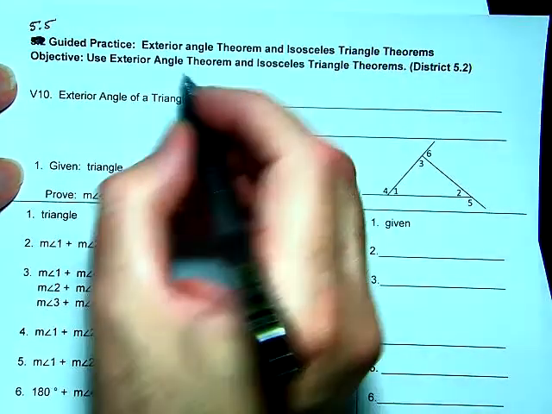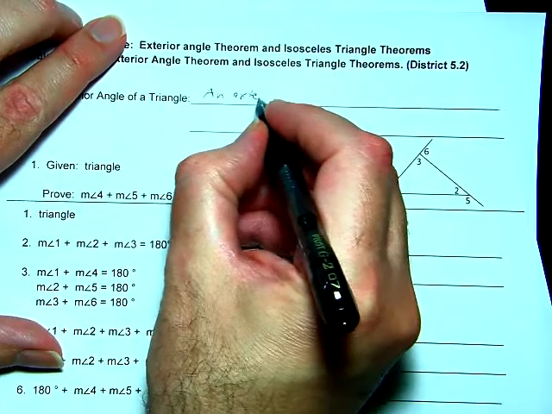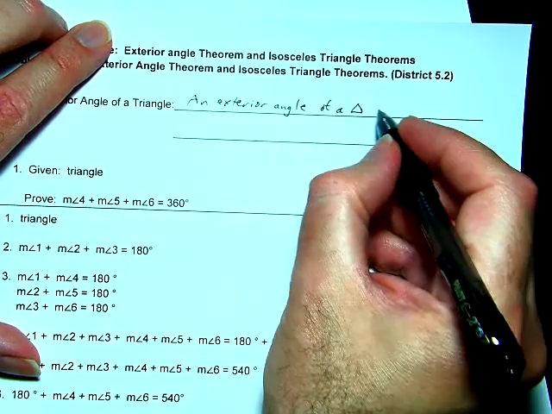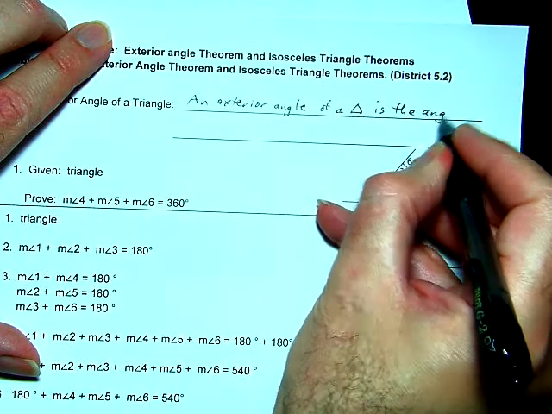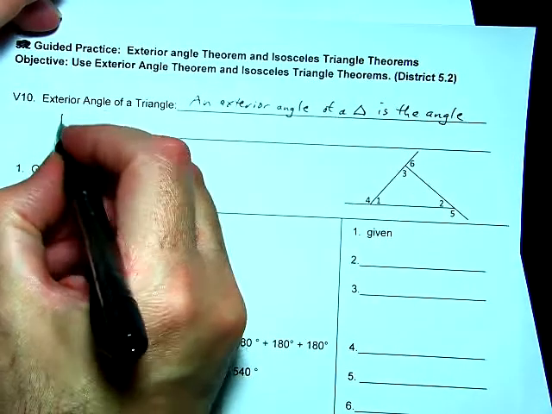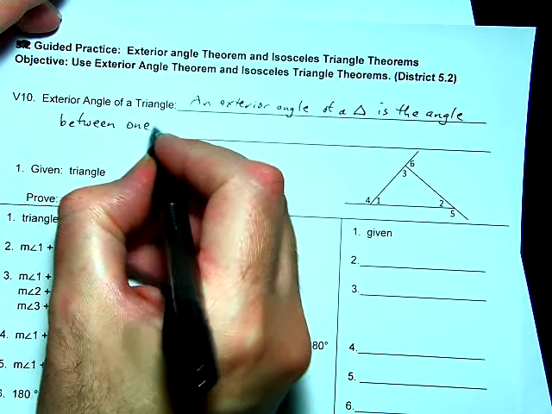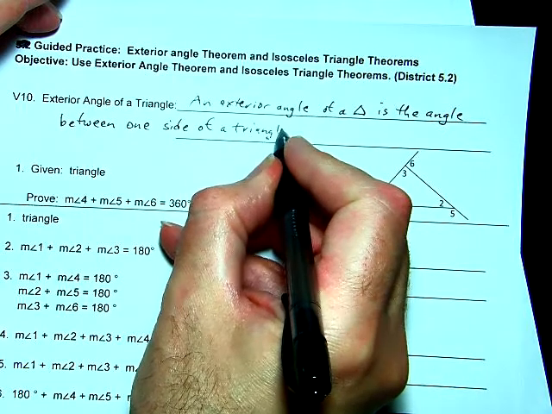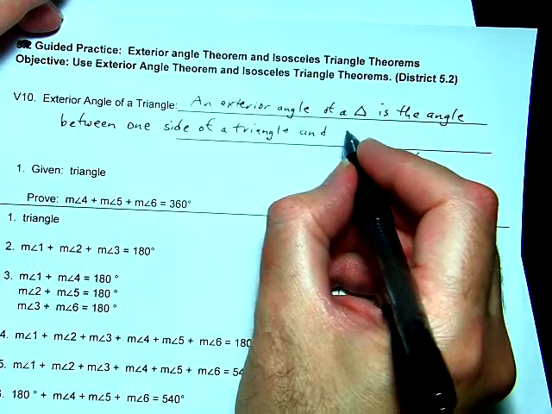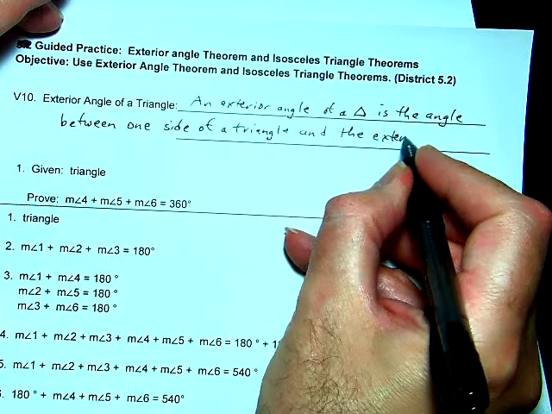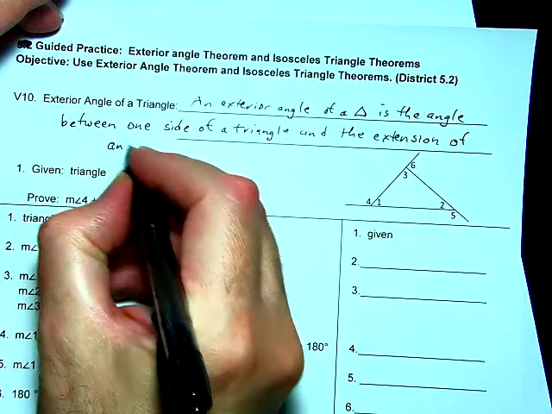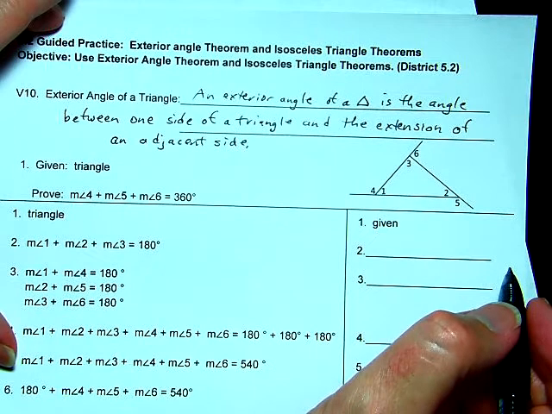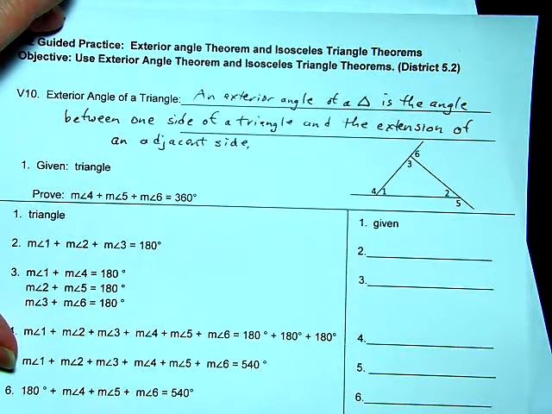So an exterior angle of a triangle is the angle between one side of a triangle and the extension of an adjacent side. Okay, so that is our definition.